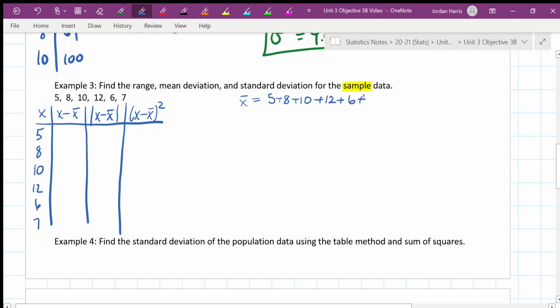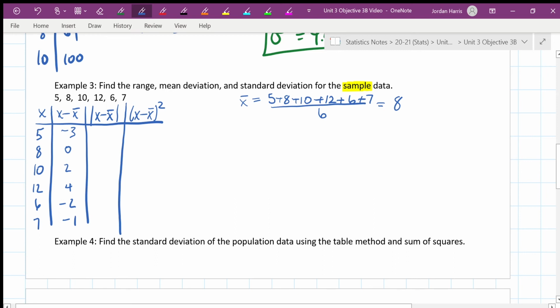And you can kind of see why, if you're just going straight to standard deviation or variance, remember standard deviation is the square root of variance, this method takes a little bit longer. Okay, so I get 8. So -3, 0, 2, 4, -2, -1. Make sure they add up to 0, which they do. That's how I know I got it right.